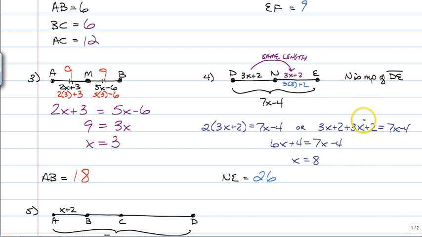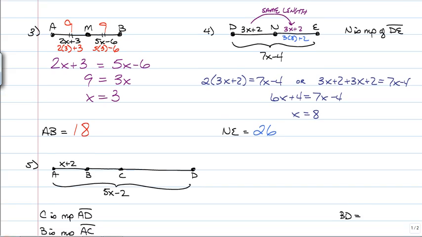And then you could just do little piece plus little piece equals big piece. Or you can remember, if you have a little piece and a big piece for midpoint, 2 times the little piece is equal to the big piece. So either one of these 2 equations will work because once you simplify the left side, it's going to give you 6x plus 4 no matter how you look at it. Set it equal to the big piece, you get x equals 8. Plug 8 back in to the x in the NE segment. 3 times 8 plus 2 is 26, and you're good to go.